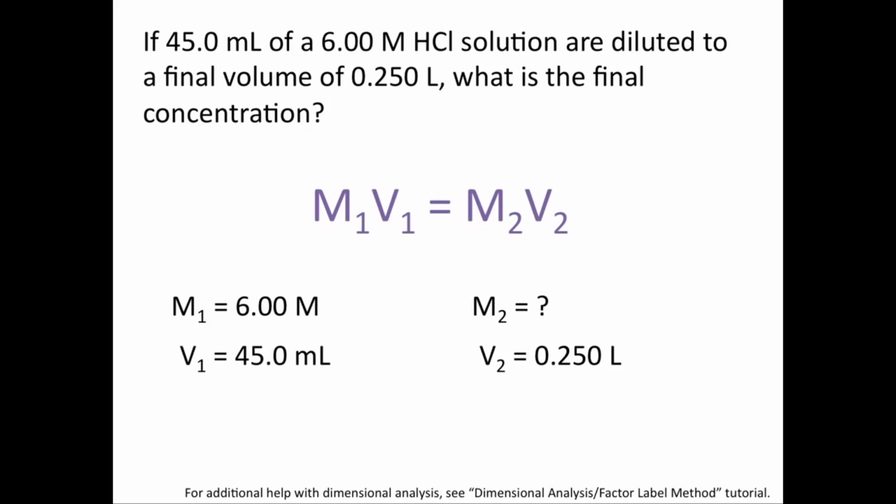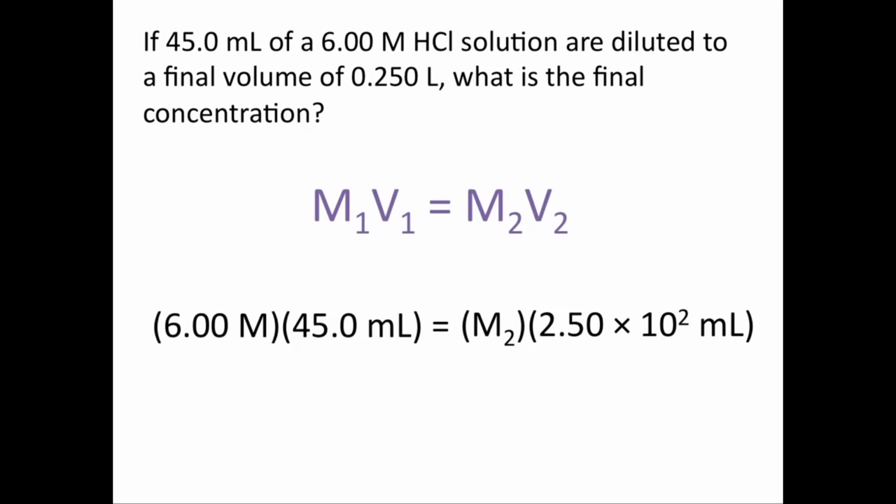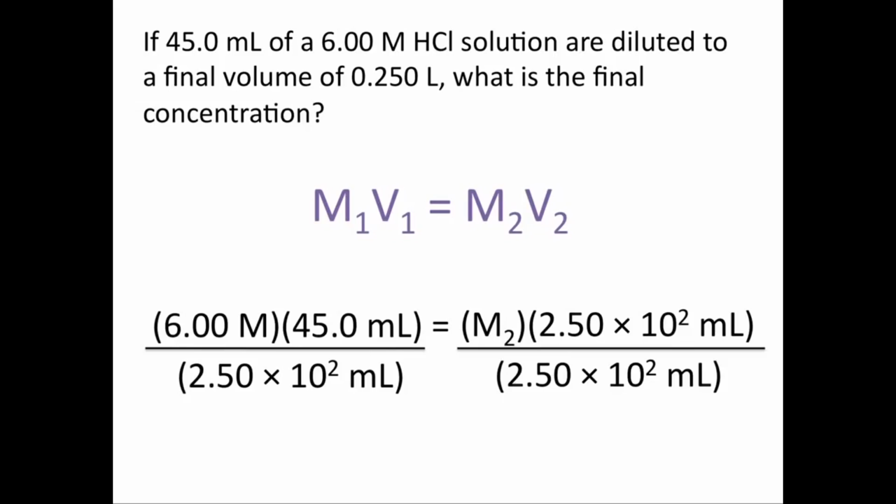but in this case, I'm going to change volume 2, which is 0.250 liters, to milliliters. And I will use my volume in milliliters to plug into our M1V1 equals M2V2 equation. Now when we divide each side by 2.5 times 10 to the second milliliters, units of milliliters will cancel out, and we'll be left with a concentration in molar. So in this case, the final concentration after we've diluted 45 milliliters of a 6 molar solution to 0.250 liters will be 1.08 molar.